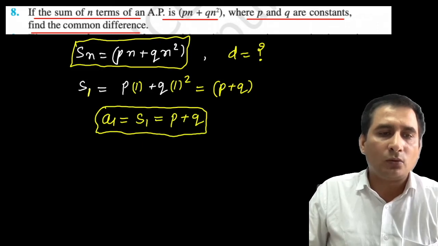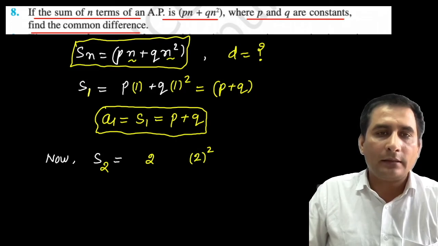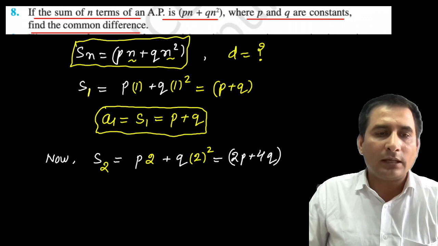Now let us find S2. S2 means दो terms का sum. So if we need to find S2, we have A1 plus A2. Replace n को 2 से replace करना होगा, 2 and 2 square, right? It's P and it's Q here. So it becomes 2P plus 4Q, right? So what is the meaning of S2? S2 means it is the sum of the two terms. Which two terms? A1 and A2. So A1 plus A2 is 2P plus 4Q, right?